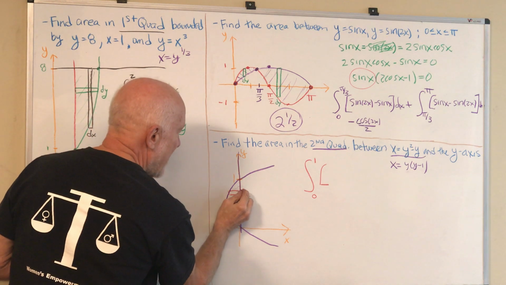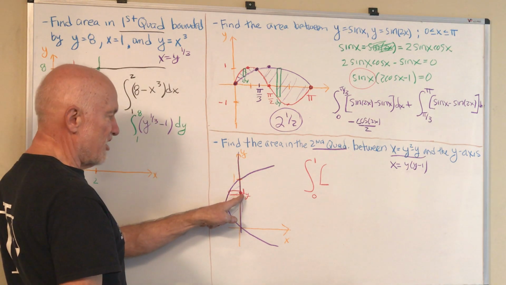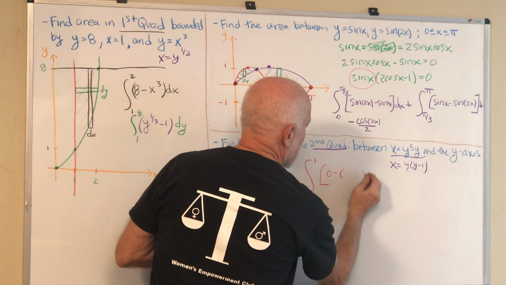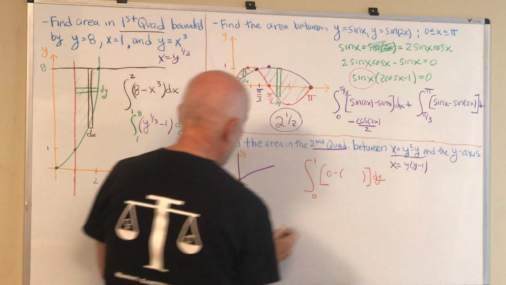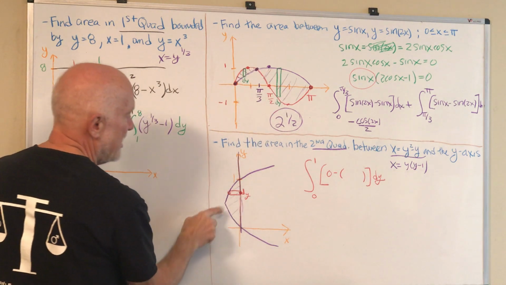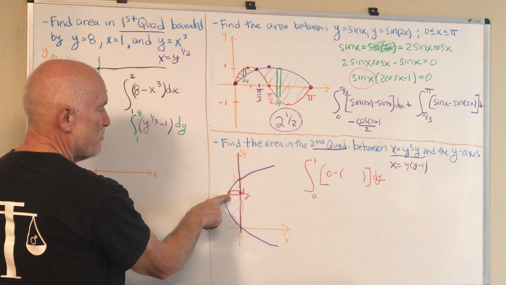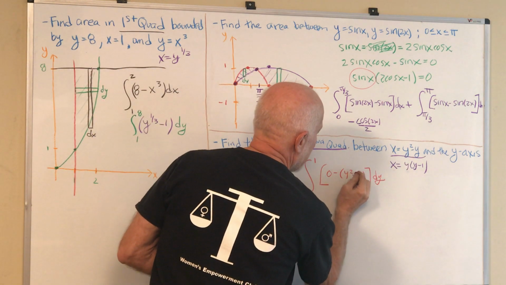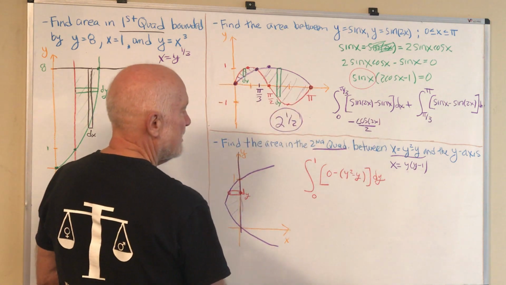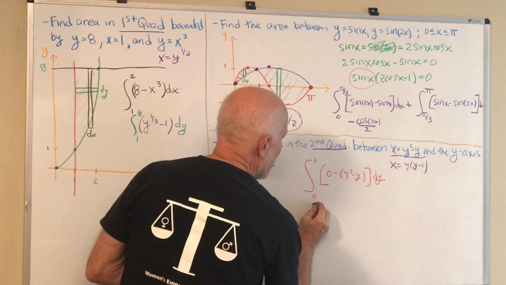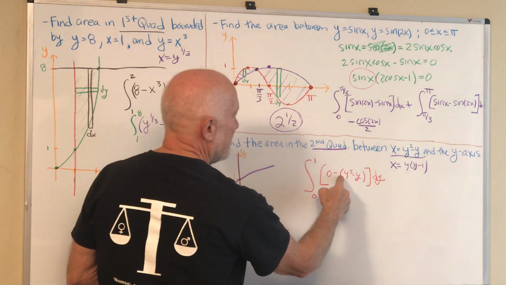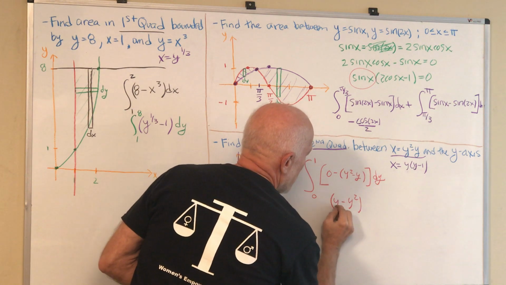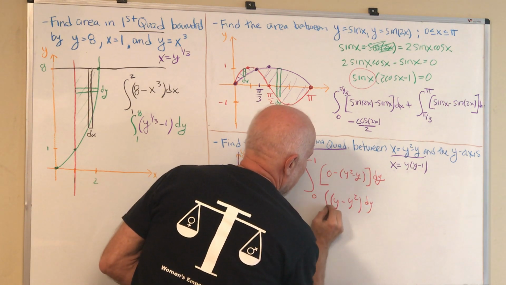What's my bigger x value? My bigger x value is just x equals 0. And then what's my smaller x value? That's on the parabola. It's a negative value at this point. So it's y squared minus y. And then you just do your antiderivatives. The antiderivative of, well, I'll rewrite this. It's y minus y squared when you distribute that minus sign.